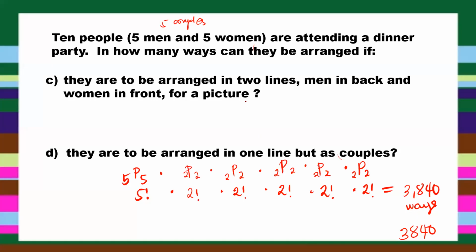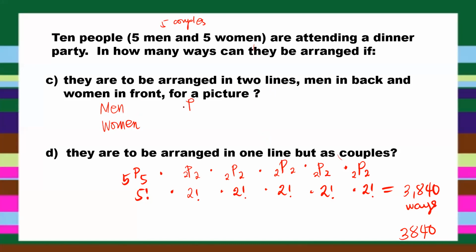How about here? If they are arranged in 2 lines. So kung 2 lines sila i-arrange, meaning iba yung arrangement ng men at iba yung arrangement ng women. So kung men yung nasa likod at women yung sa harap, magiging iba yung arrangement nila. So ilan yung magiging arrangement ng men?